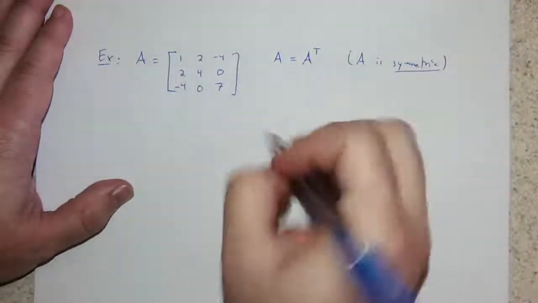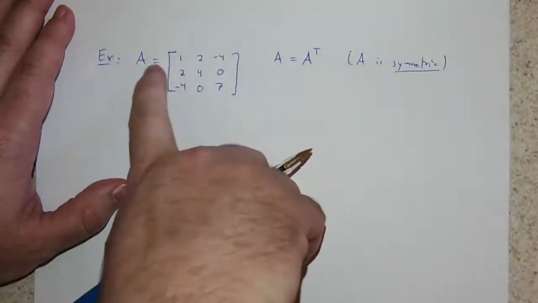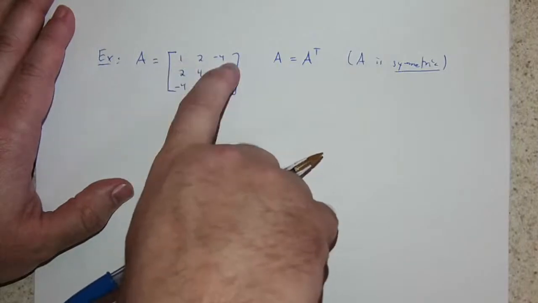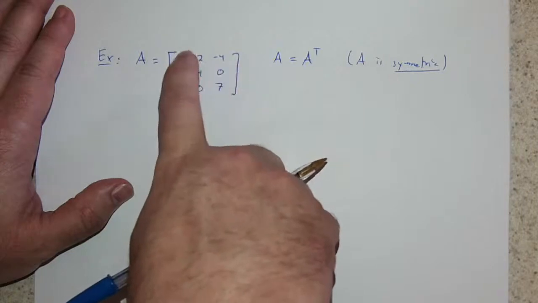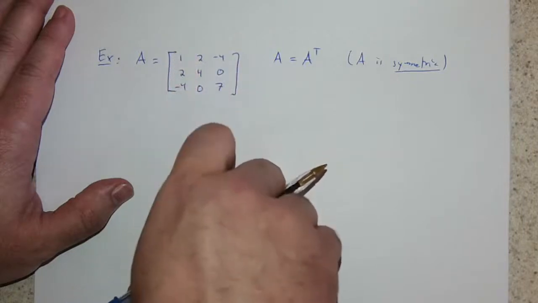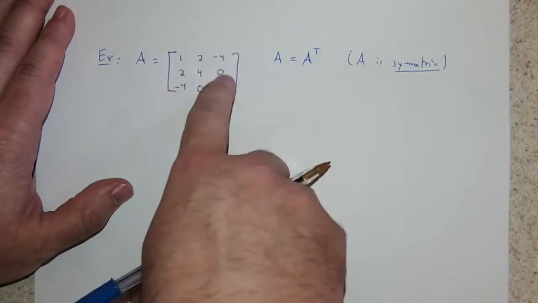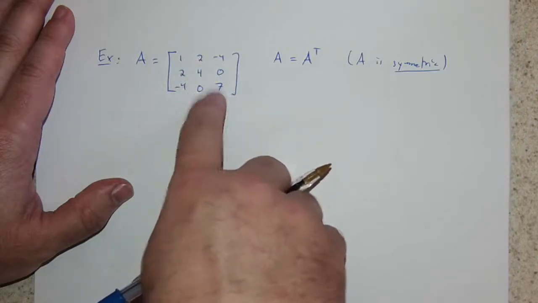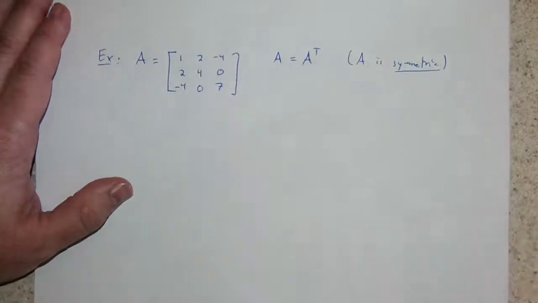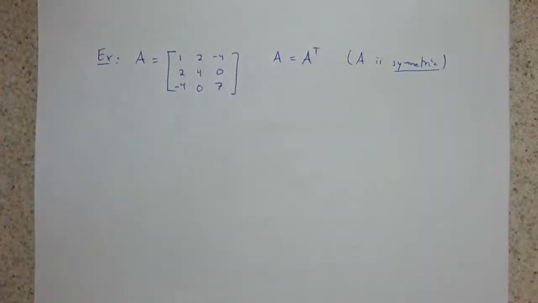When you form A transpose from this, the first row of A becomes the first column of A transpose. So 1, 2, minus 4 becomes the first column, which is 1, 2, minus 4. Second row, 2, 4, 0 becomes the second column, 2, 4, 0. Third row, minus 4, 0, 7, third column, minus 4, 0, 7. So they're the same. All right, so this is the notion of transposing.